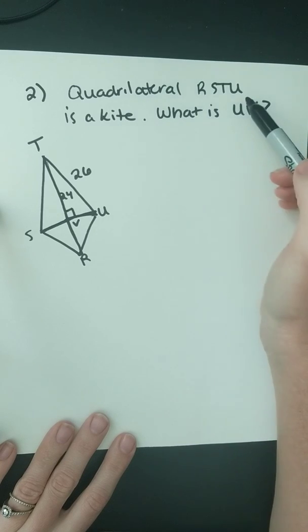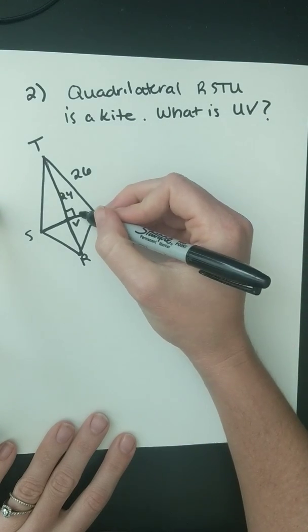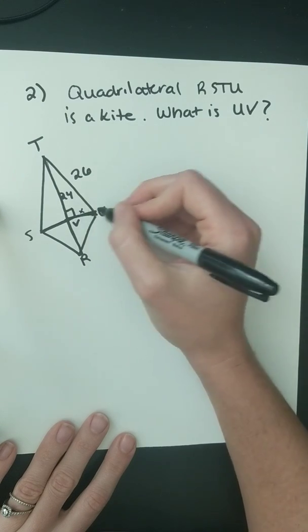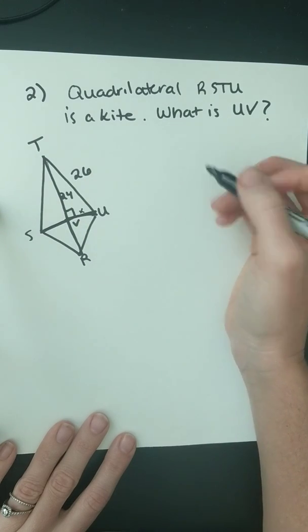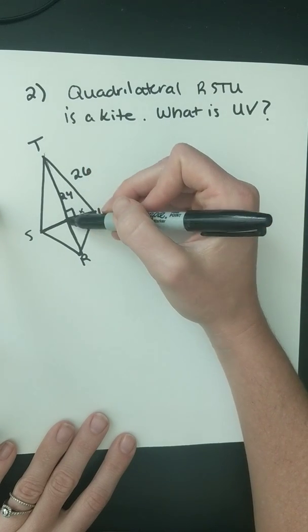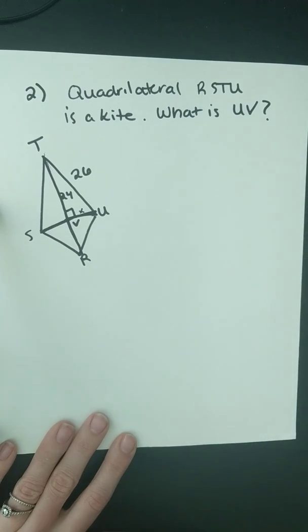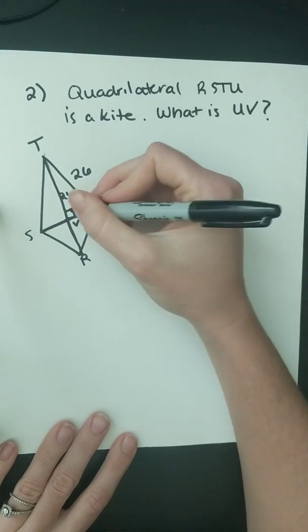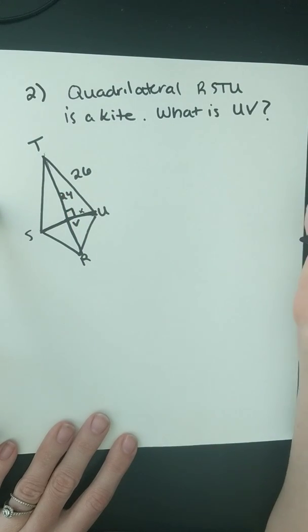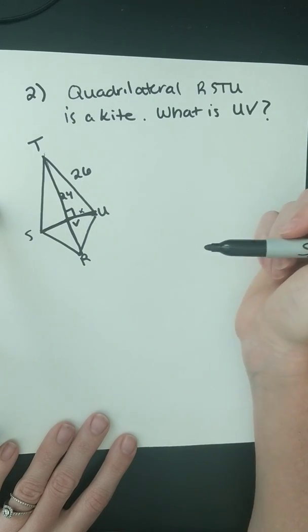So a quadrilateral RSTU is a kite. What is UV? So this right here is what we're solving for, that little X. And I know TU is 26, TV is 24. So when we revisit, we know that this type of triangle is a right triangle because that perpendicular forms a 90 degree. So now we have two sides, and in order to solve for the third one, we use a previous concept.